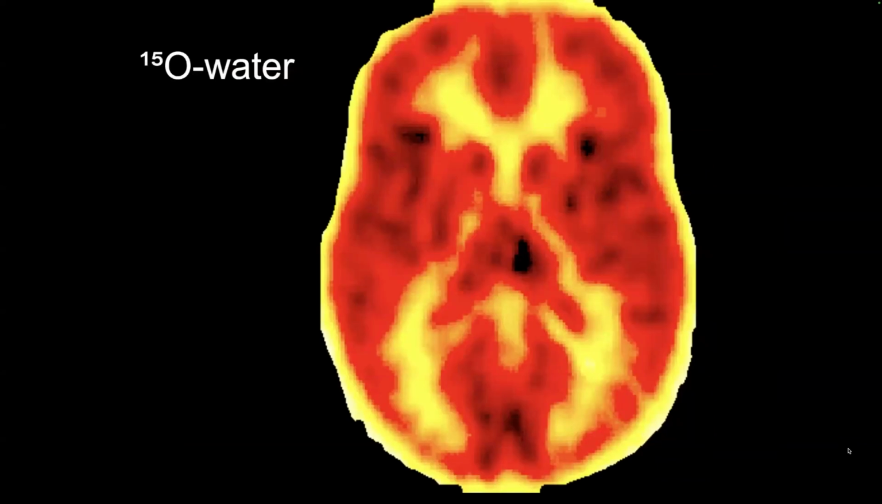And so this is an example slide of O15, which is an isotope for water. And it shows how much oxygen, because water is H2O, how much oxygen is being utilized in the brain. And if you look here, the red and black shows higher oxygen metabolism that's being used. And then the areas of yellow are the ventricles. It's just cerebrospinal fluid where there's no neurons, and therefore there should be no oxygen being metabolized.